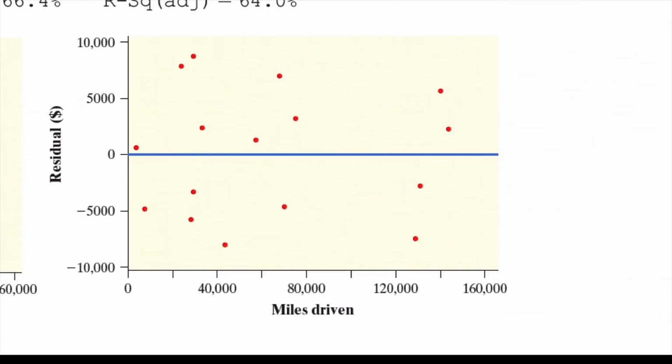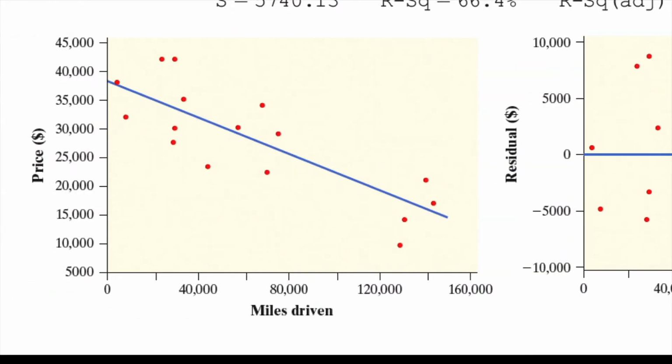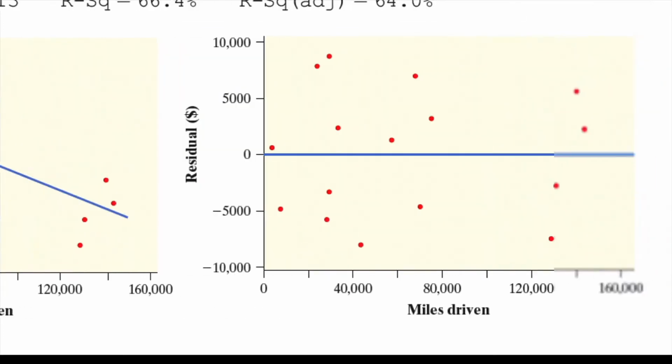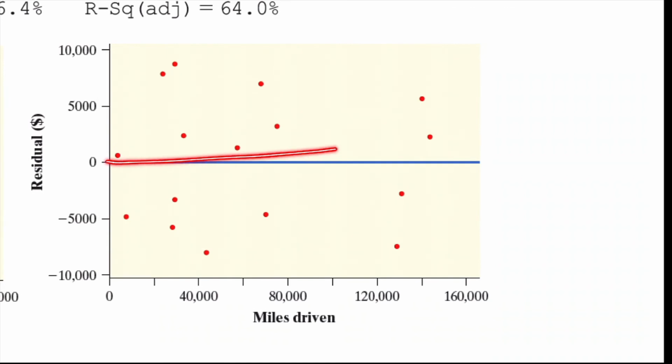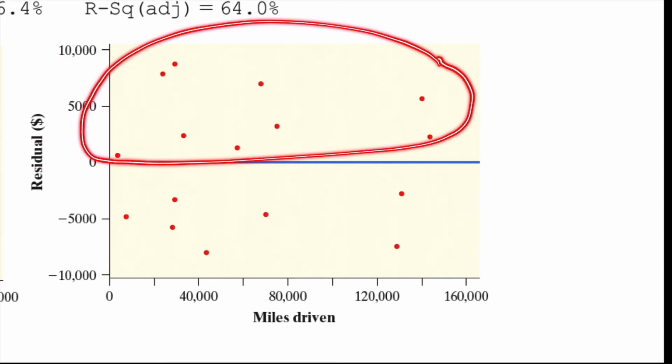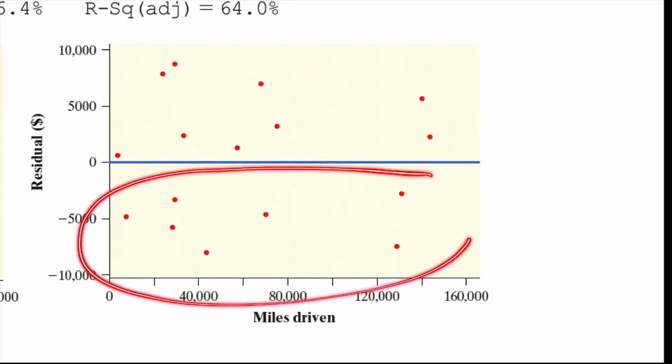A residual plot. How far was each of those red dots away from what was predicted? So we have some positive residuals, right? For these, the actual was higher than what was predicted. For these, the predicted was higher than the actual.